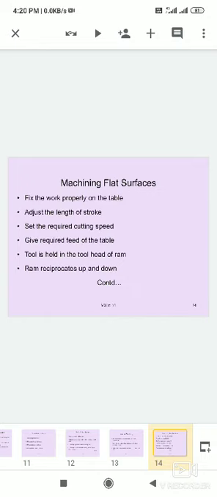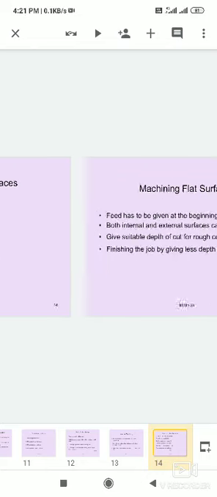Depth of cut is the thickness of the layer of metal removed in one cut or pass. It is equal to the perpendicular distance measured between the machined surface and the unmachined surface. It is expressed in mm. The power consumption is estimated in a similar manner as described for the shaper. That is the feed mechanism in slotter operation.